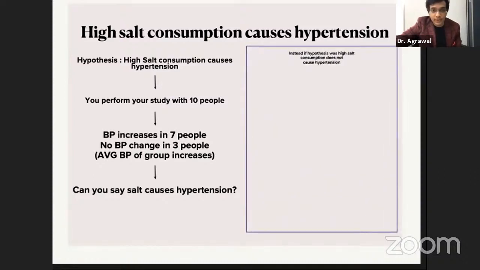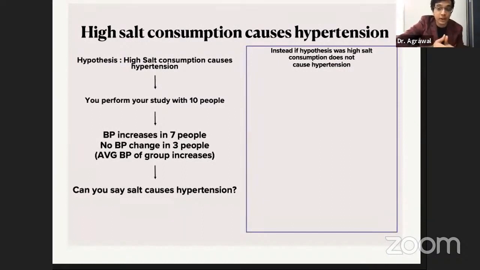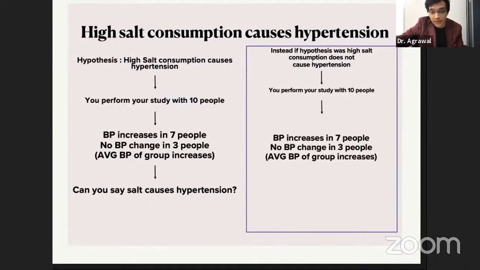What, however, you can say is instead, if the hypothesis was high salt consumption does not cause hypertension, right? Instead of saying high salt consumption causes hypertension, if you said it does not cause hypertension, you again perform a study with 10 people, BP increases in 7, no change in 3. Now can you say that salt does not cause hypertension? Absolutely not. Right? Because here you have seen that the average BP of the group increases and the BP increases in 7 people also.